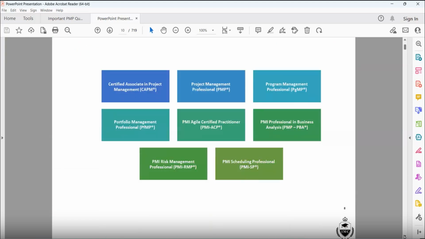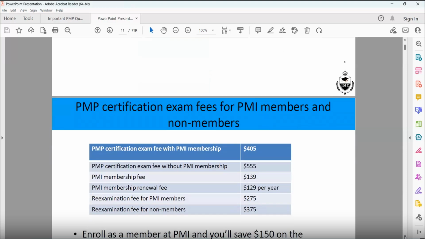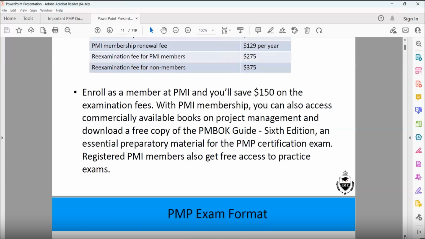Honestly speaking, Project Management Institute conducts lots of certifications like CAPM, PMP, PgMP, everything. But the highly recognized one is PMP. There are other things like business analysis and scheduling. These all are there. But if you do PMP, it is more than enough. This is the exam fees and everything. They want you to become a member and then give the exams.